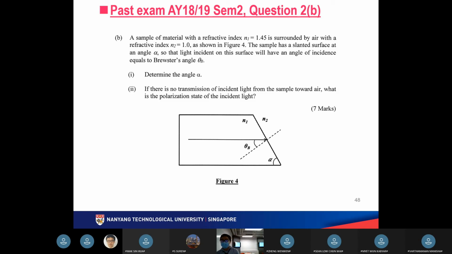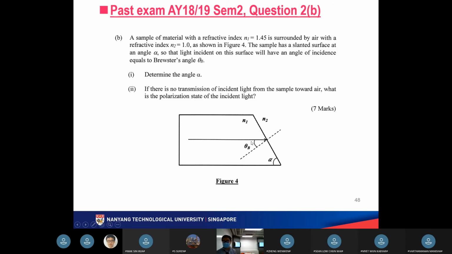Here I have a sample of material with refractive index 1.45, in air. This is a slanted optical fiber, so of course n2 outside equals 1. The sample has a slanted interface with an angle alpha here, so that light incident onto this surface is at the Brewster angle.